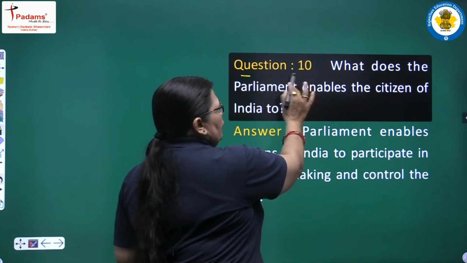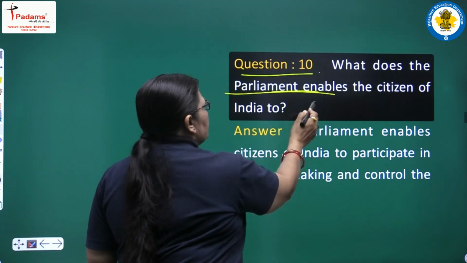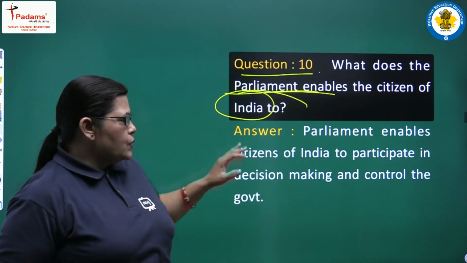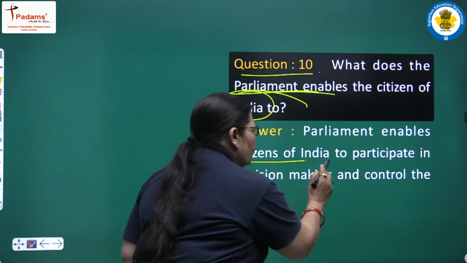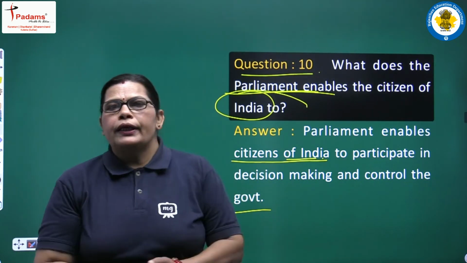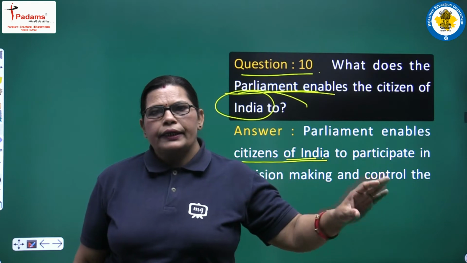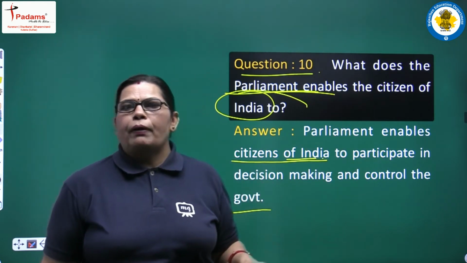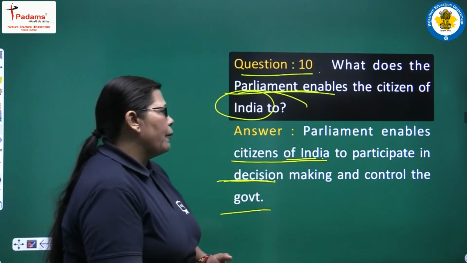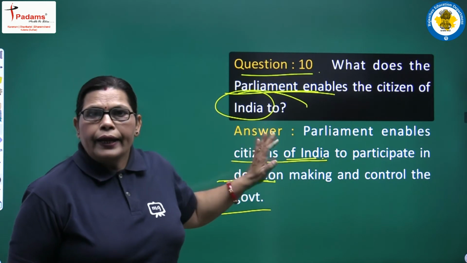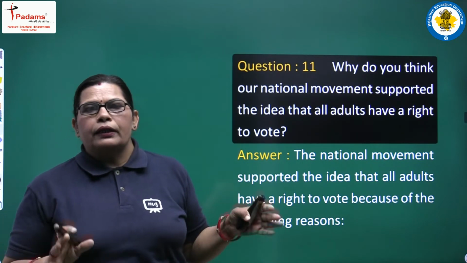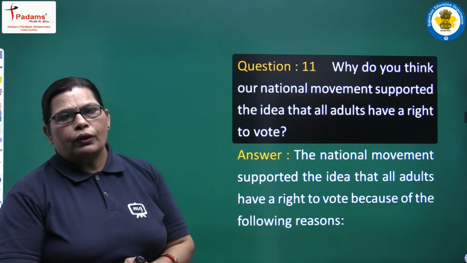We have our next question. What does the parliament enable the citizens of India to do? About parliament, our answer is here. Parliament enables citizens of India to participate in decision making and control the government with the help of the elected representatives of the parliament, MPs of the parliament. So people of India, citizens of India, participate in decision making and controlling of the government by the opposition parties and by the representatives of the parliament.